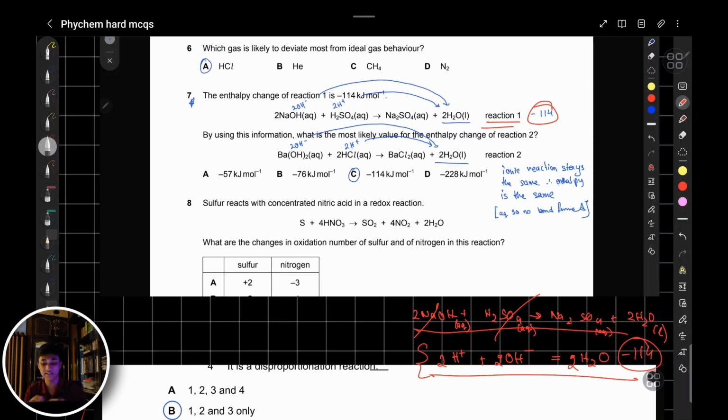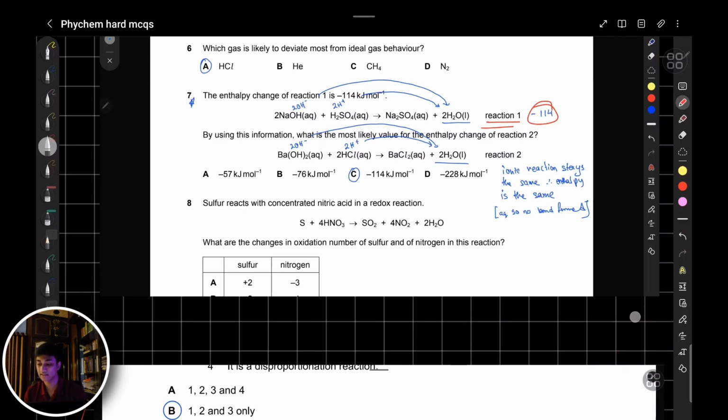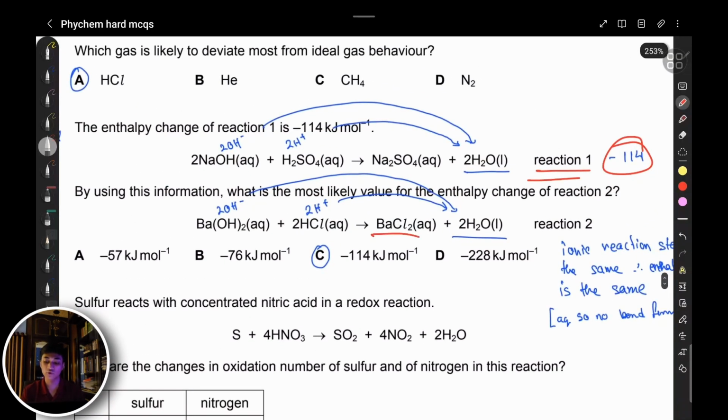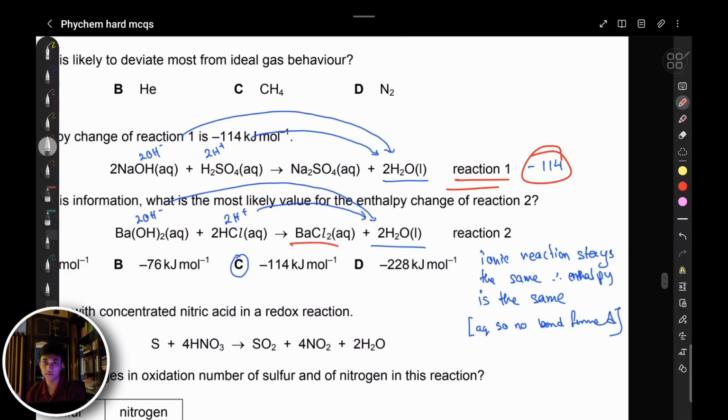For the next reaction, it's the exact same case, where barium ions are spectator ions, chloride ions are spectator ions. They're not taking part in the reaction, since barium chloride is aqueous. They were in aqueous form at the beginning. They're in the aqueous form at the end as well. They have not changed anything. There are no bonds being formed, so they're not contributing to the value of enthalpy change, which is going to be exothermic as well. Why? Because 2 moles of water molecules are going to be formed.